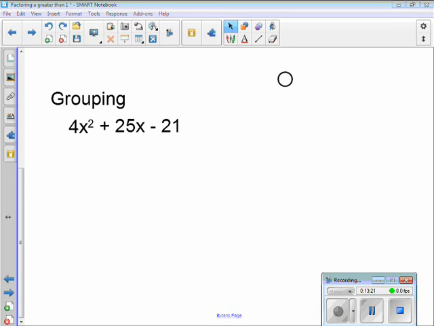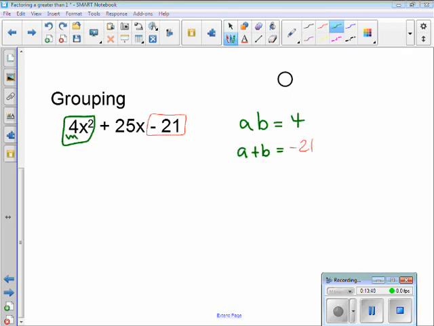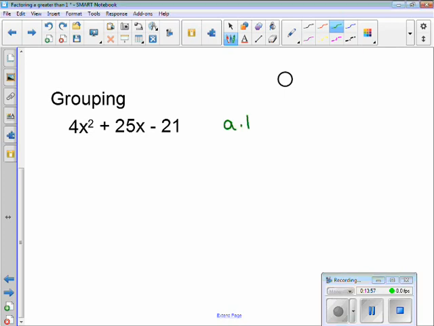Now the neat thing about grouping is it's not so much guess and check, but it's more about a process. Okay, so let's go ahead and get started with this grouping. What we're going to do is set up some workspace for us. We're looking for two numbers, A and B, that when they multiply together, they create negative 84. So where did I get that? I did this: 4 times negative 21. So I took the first and the last numbers, and I generated negative 84. Okay? Now I'm looking for two numbers that add together to give me 25.